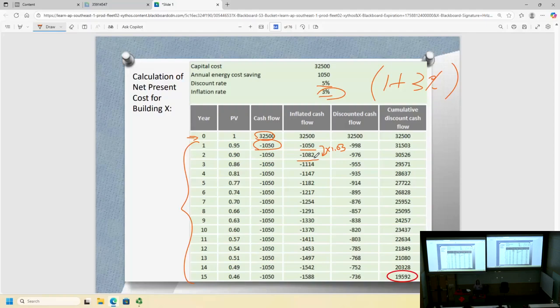And then next year, inflation again. So once again, multiply 1.03, so 1,082 multiply 1.03 and we have 1,114. And you can see that the saving in energy cost is getting higher and higher every year due to the inflation. So this is the simple concept of inflation.